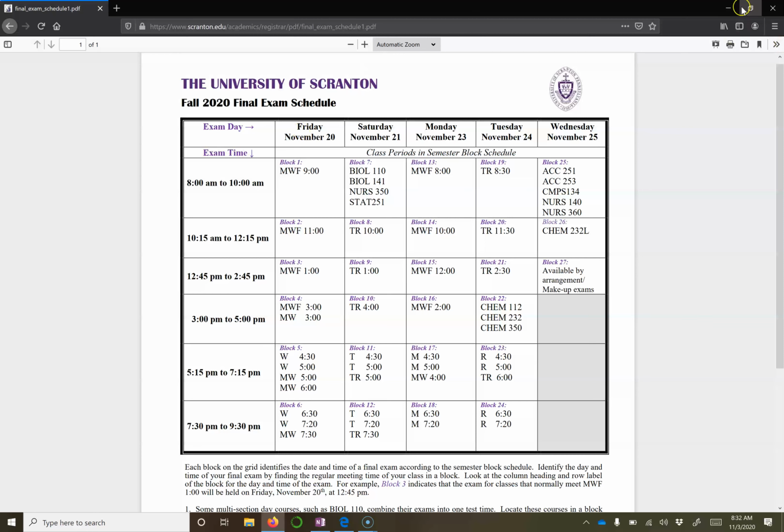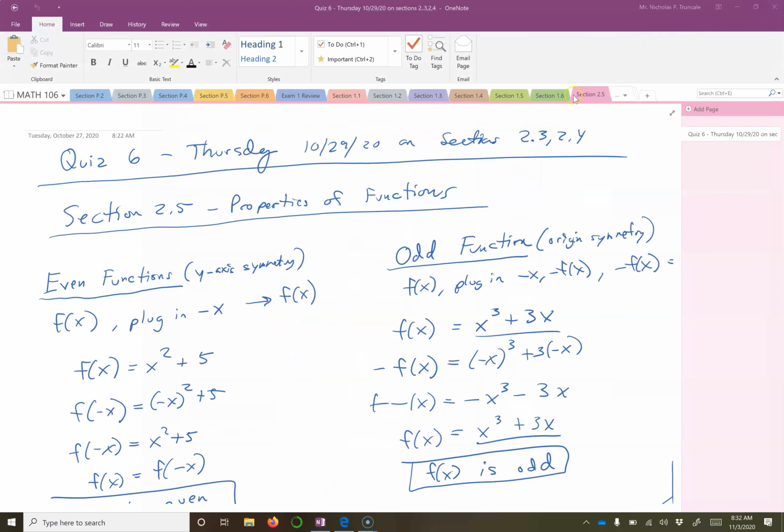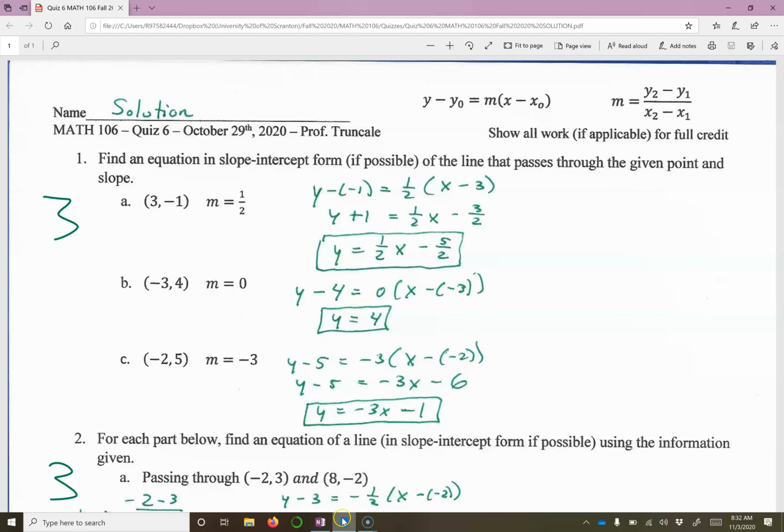All right, so last Thursday, we ended with you taking a quiz. So let me briefly go over this. This quiz was on section 2.3 and section 2.4, lines and then functions. So for this first question, I just gave you a slope and a coordinate, and you had to write out the equation of a line in slope-intercept form. So that means y equals mx plus b.